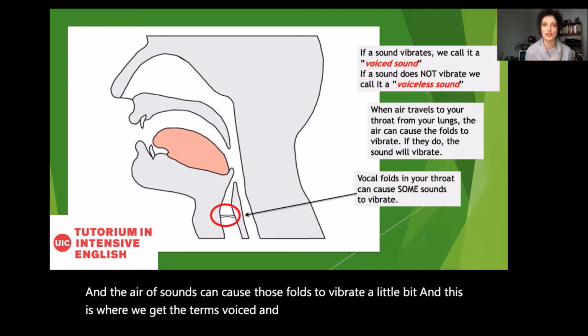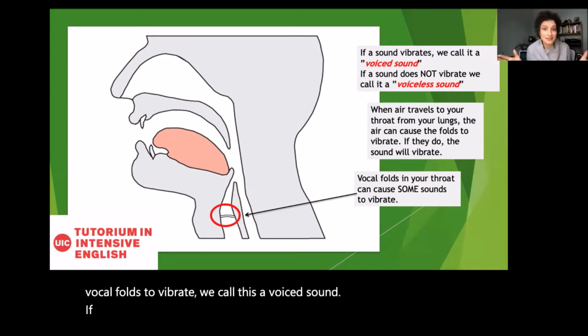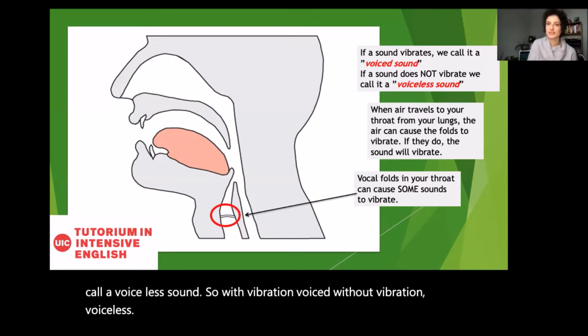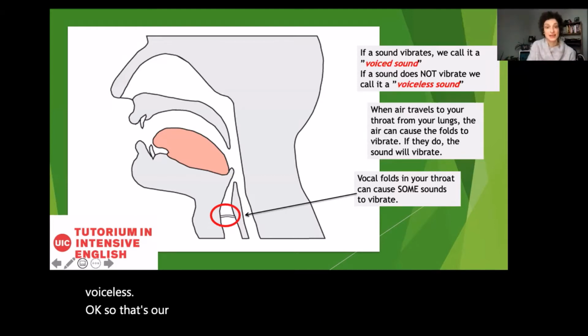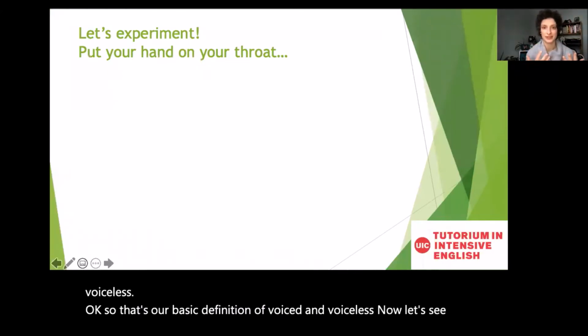If a sound causes your vocal folds to vibrate, we call this a voiced sound. If it doesn't, not all sounds do, if those folds don't vibrate, that is what we call a voiceless sound. So with vibration, voiced. Without vibration, voiceless. Okay, so that's our basic definition of voiced and voiceless. Now let's see if we can feel that.